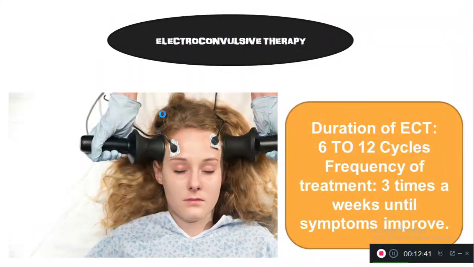Now let's see the electroconvulsive therapy. The duration of electroconvulsive therapy is 6 to 12 cycles, and the frequency of the treatment is 3 times a week until the symptoms improve. So at least 6 to 12 cycles you need to give electroconvulsive therapy, at least 3 times in a week, until the symptoms improve. You need to give the electroconvulsive therapy.